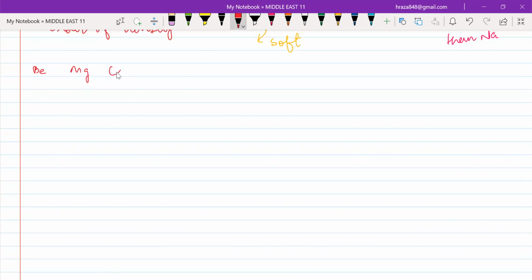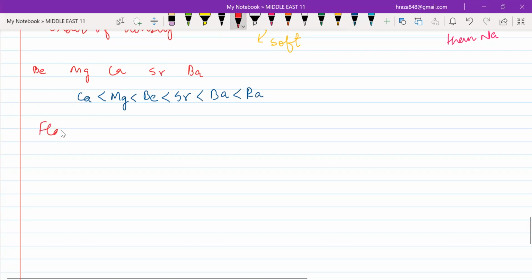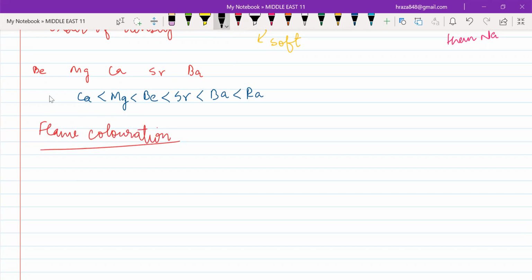Now, beryllium, magnesium, calcium, strontium, then barium. What is the order of density? Basically, calcium has lower density than beryllium and magnesium, and then strontium, and then barium, and then radium you can write. And write a topic, flame coloration, which is very important. Same reason here.